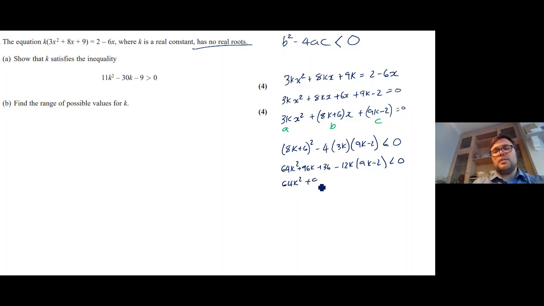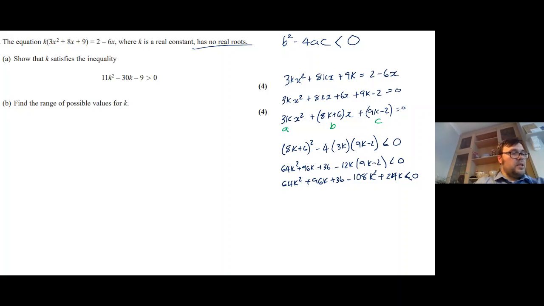64k squared plus 96k plus 36 minus... so then this will simplify: 12 times 9 would give us the minus 108k squared, and then we've got minus minus, that's going to be plus 24k. Okay, and that's again less than 0.